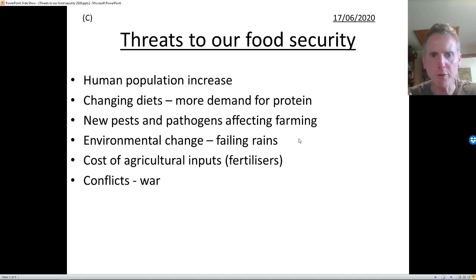Next, new pests and pathogens. Again, when we do evolution in year 11, we'll meet that again anyway. Environmental change, again, linked to global warming. Make sure you can link those in. Cost of agricultural inputs like fertilizers. Again, we've been doing that and the downsides of them with eutrophication.